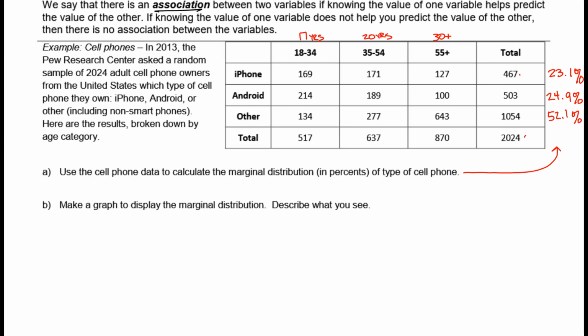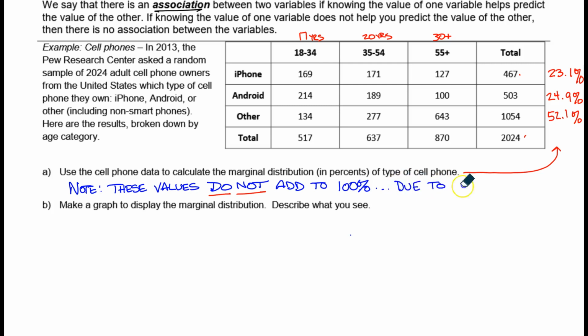A real quick note here. These values do not add up to 100%. They should, because that would be the total of the 2024 random adult cell phone users. So why don't they add up to 100%? Well, it's due to something we call round-off error. Because each of those percents we rounded to the nearest tenth of a percent, the rounding in that tenth of a percent digit has caused the total to not add up to 100. It better add up to pretty close to 100, otherwise we made a big mistake.